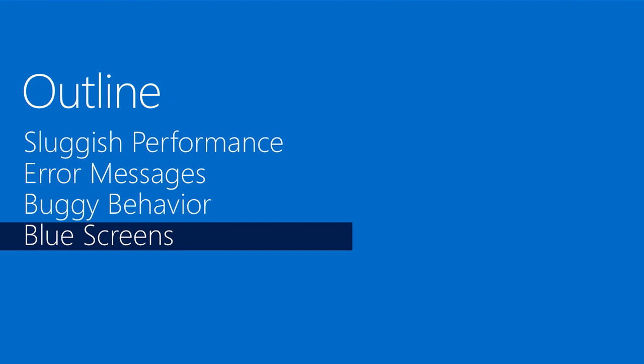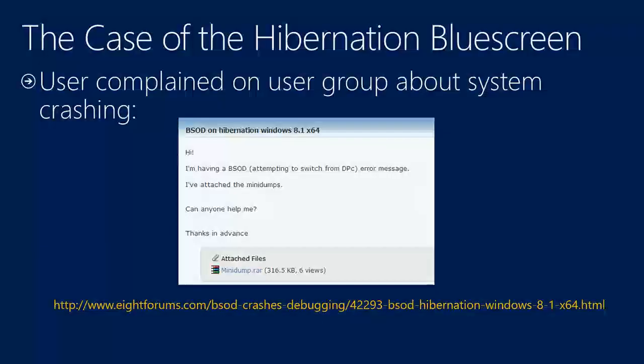Let me show you a real case. This one came in about a month ago. User was complaining on a user group about their system crashing. And you can see here they say, I'm having a BSOD, attempting to switch from DPC error message. I've attached the mini dumps. Can anyone help me? Thanks in advance. And he attaches the dumps. There's a pointer to the post in the user group forum if you're interested in looking at it.